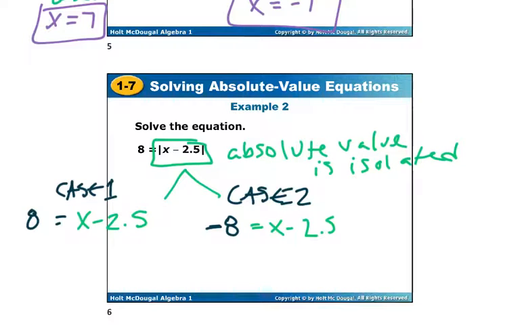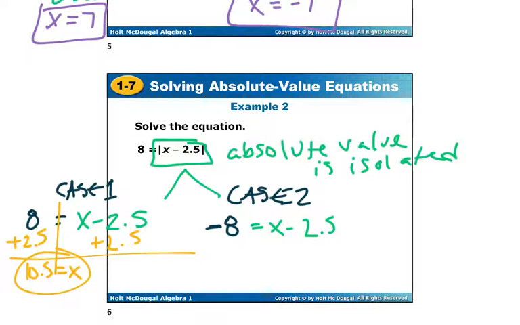And so hopefully now you can see that all we would do is solve as we would any other equation and add 2.5 to both sides on this one. So adding 2.5 makes 10.5. And then over here we'd, again, same process, add 2.5, but of course we're adding it to a different number. So don't just tell me it's positive 10.5 and negative 10.5, because it's not. It's actually negative 5.5.